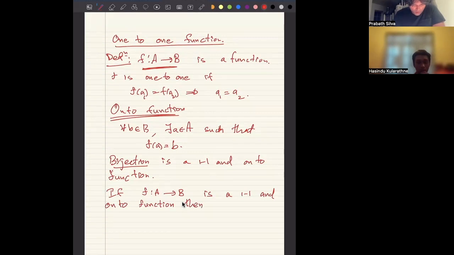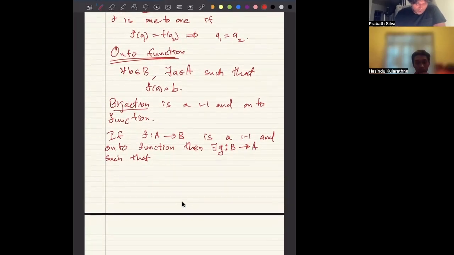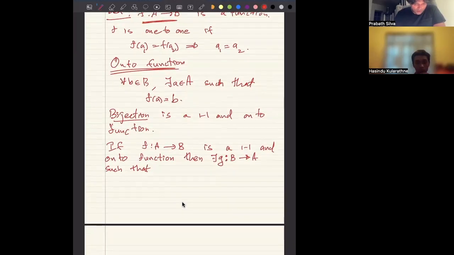then there exists a function g from B to A such that f of g of b equals b for all b in capital B, and g of f of a is equal to a.